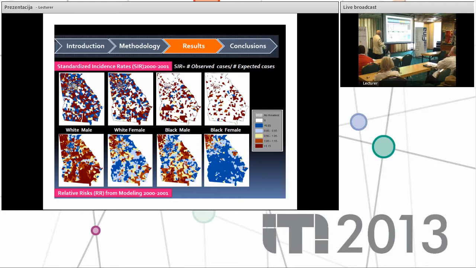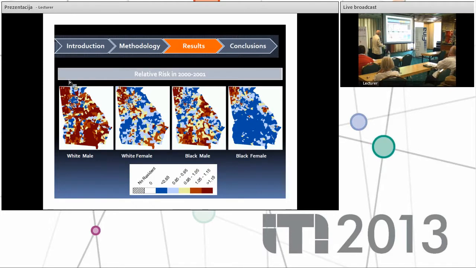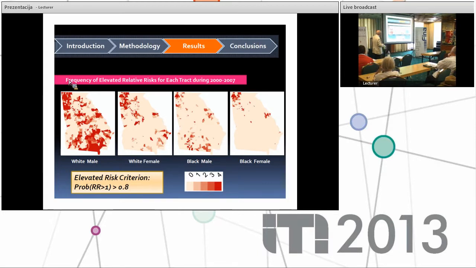So this is for 2000, 2001. These are the standard incidence rates for each of the census tracts across Georgia. This is for white males, this is white females, black males, and black females. So he developed a race and gender specific model. And then this was the relative risk from the modeling for 2000 to 2001. So here's 2000 to 2001, again, for white males. So you can see that there are certain geographic areas that have higher risk for each of the different groups.